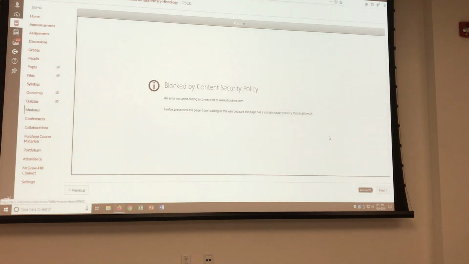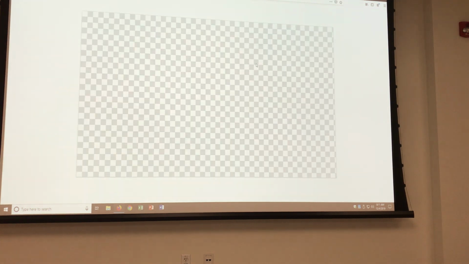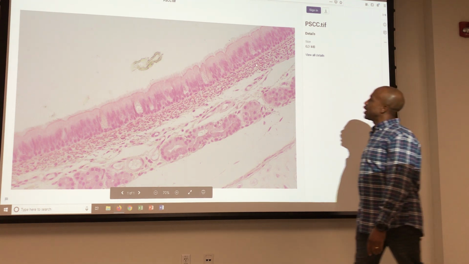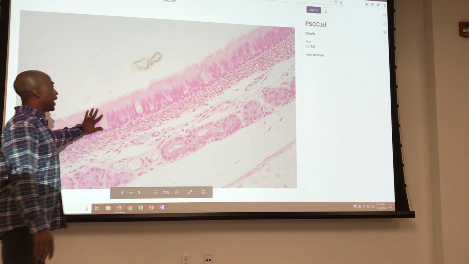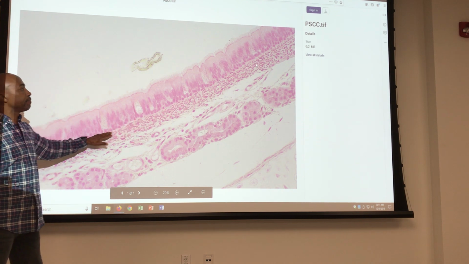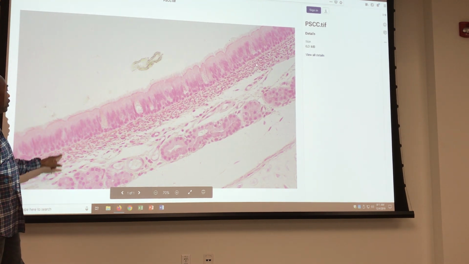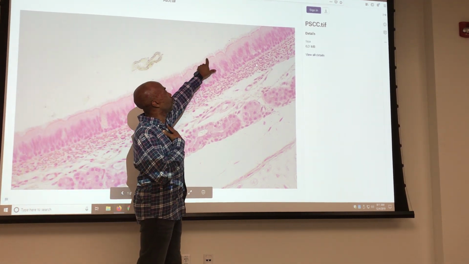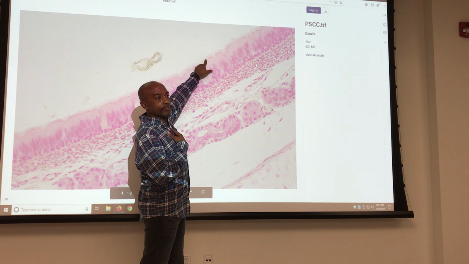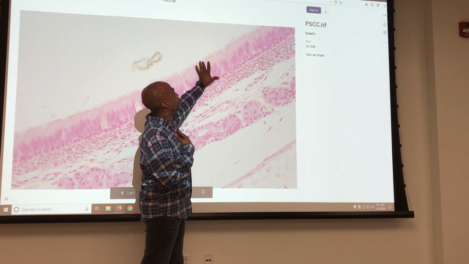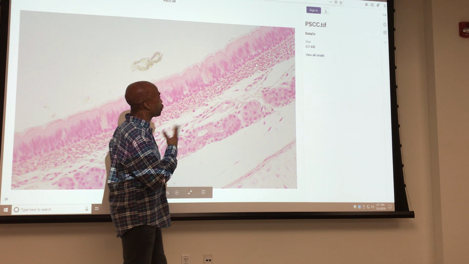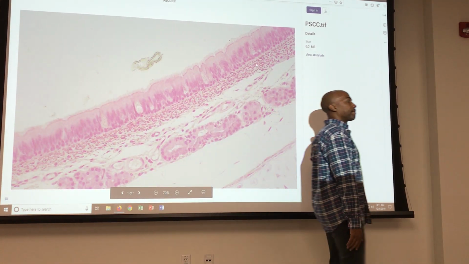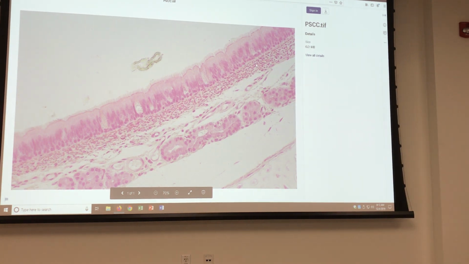This is PSCC. You can see the pseudo stratification of it. You have a bunch of nuclei at different heights, but they really all touch the bottom. Can't really tell, but they touch the bottom. These here are goblet cells. They make mucus that coats the surface, and your cilia on it. So tall columnar cells, ciliated, pseudo stratified with goblet cells there. That's found in your respiratory tract.